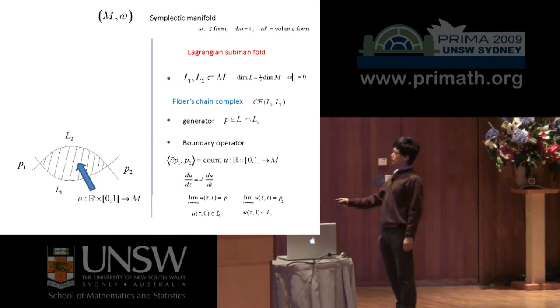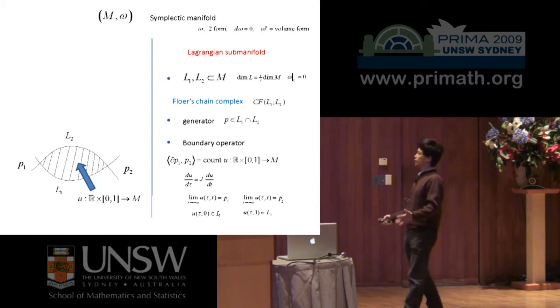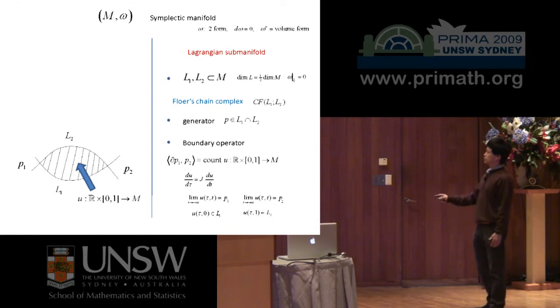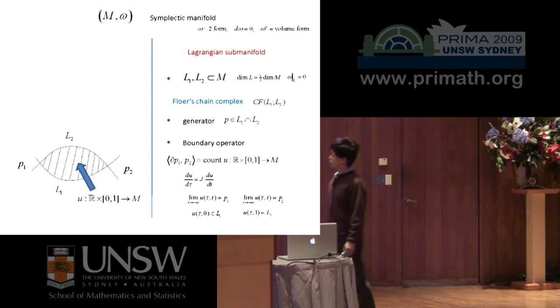And the boundary operator is defined by a solution of this differential equation. It's an equation that says u is holomorphic. So u is a map from the real line times an interval to our symplectic manifold M. Then we assume that when tau goes to minus infinity, it goes to the first intersection point. When tau goes to plus infinity, it goes to the second intersection point. And this part lies on L1, and this part lies on L2. So in total, you have this picture. And we count these pictures, and this is basically the boundary operator. So that's the idea of Floer homology.